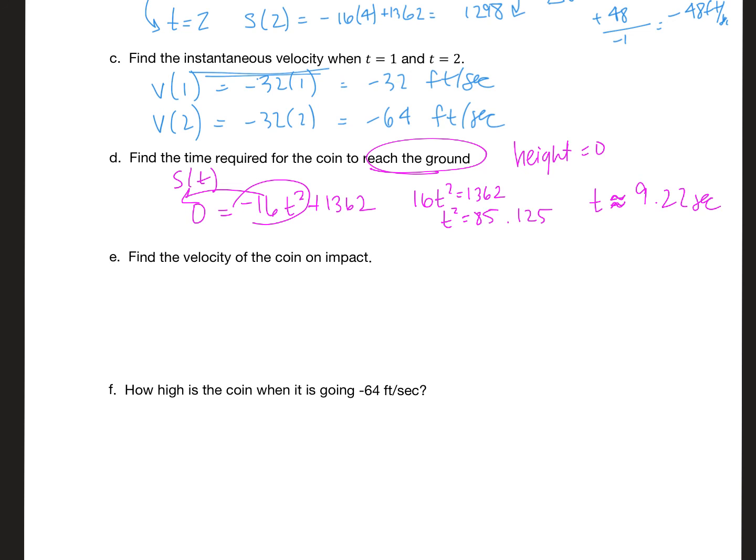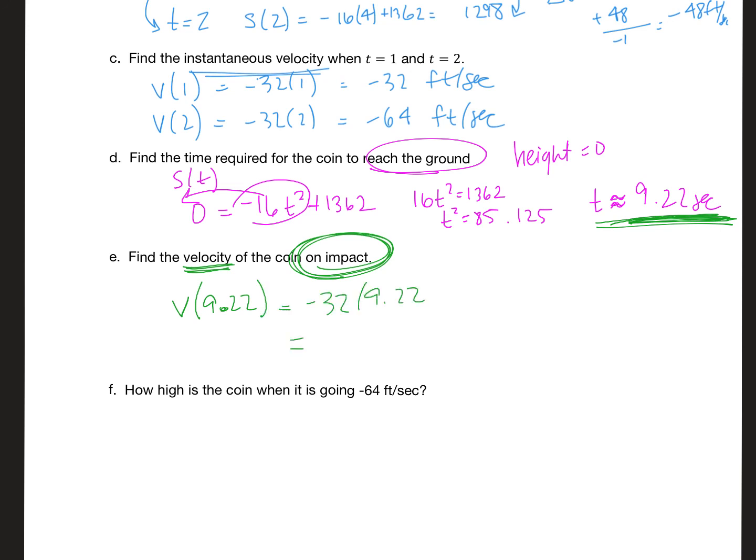Okay, so next, looking here, it says find the velocity, which means I'm going to use the velocity function of the coin on impact. That means I need to use what I got in the last answer. This is when the coin is on the ground. But here I want to know how fast it was going instantaneously when that happened. Okay, so the velocity function of 9.22 is negative 32 times 9.22, which is approximately 295.24 feet per second.